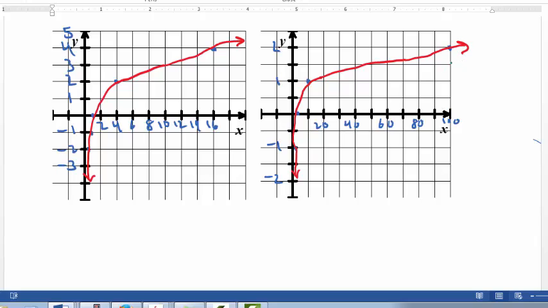Because remember, now this thing isn't going to get to 3 even until x is 1,000. So this thing is going to increase even slower than this one is going to increase. All right, so that's what the graph would look like.